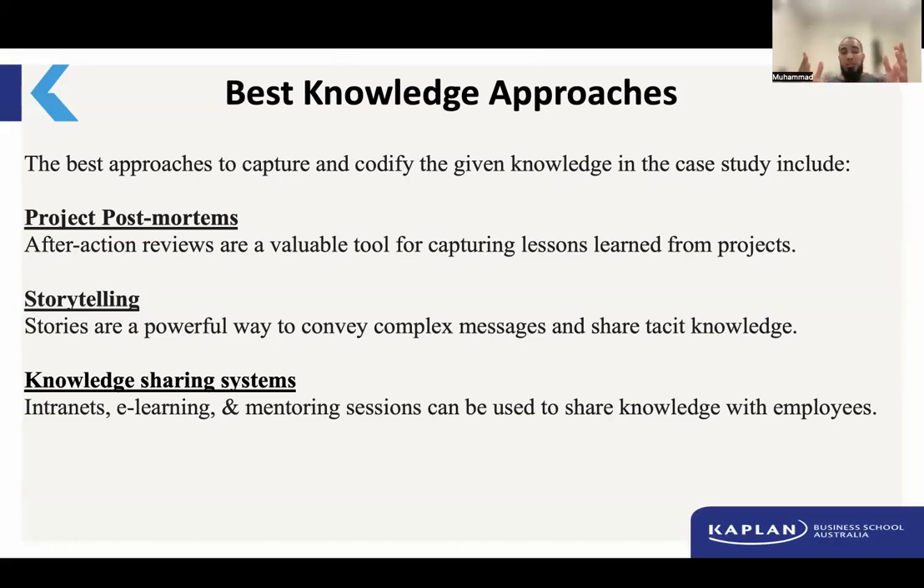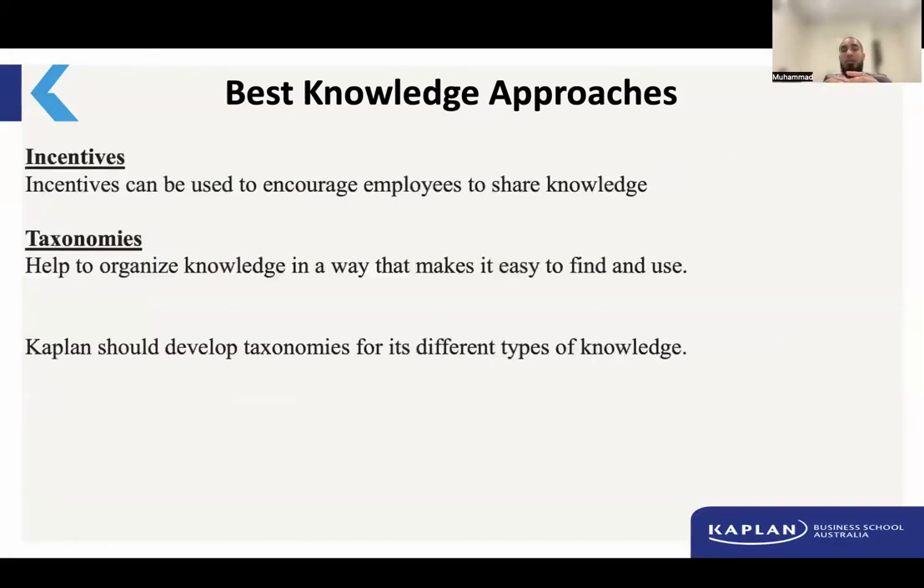Then it is knowledge sharing systems, which include intranet, e-learning, and mentoring sessions that can be used to share knowledge with employees. Then there are incentives. Incentives can also be used to encourage employees to share their knowledge. And lastly, taxonomies. They also help to organize knowledge in a way that makes it easy to find and utilize resources. So Kaplan must develop taxonomies for its different types of knowledge.